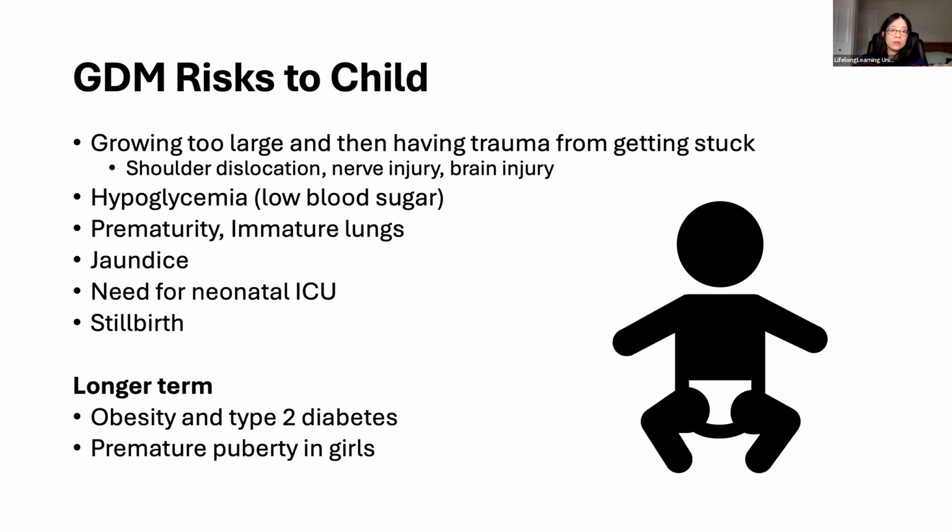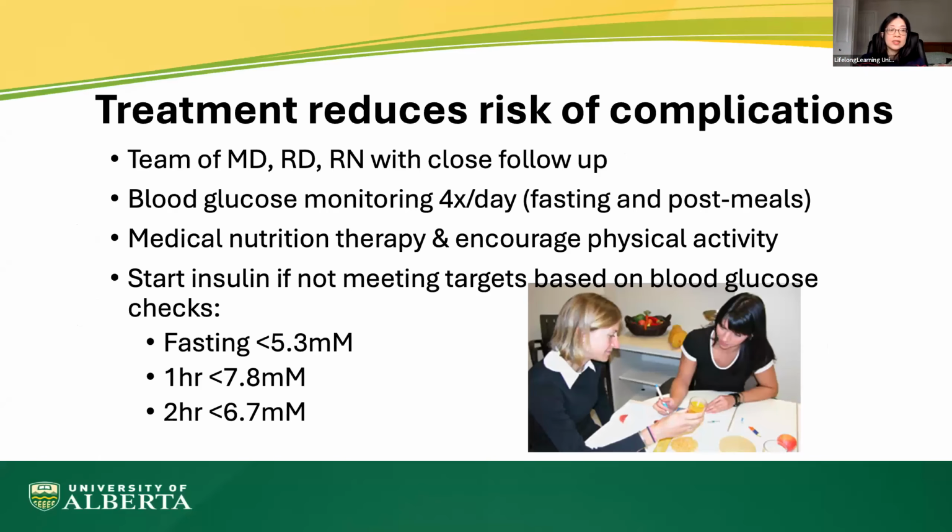And in the longer term, unfortunately, the baby's genes are mom's genes, and mom's genes are programmed for higher rates of type 2 diabetes in the long term. And we've even seen things like premature puberty in girls from exposure to gestational diabetes in the womb. The good news of all this is that treatment reduces the risk of complications.